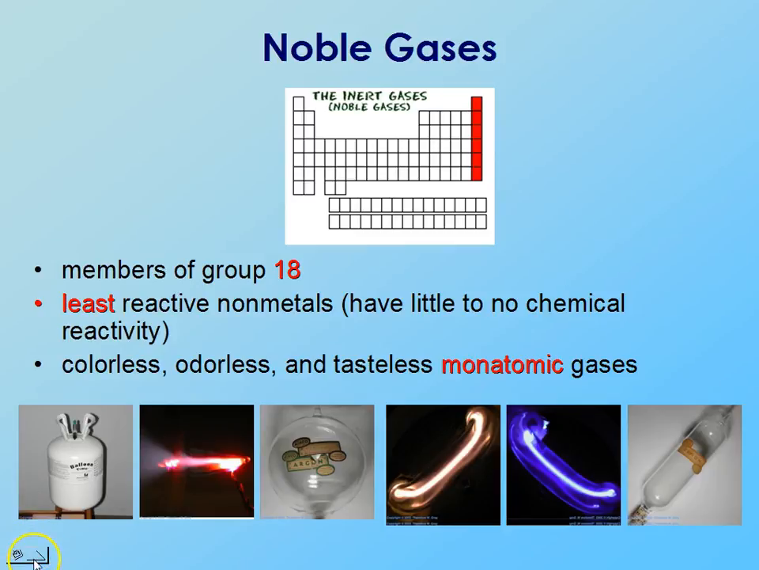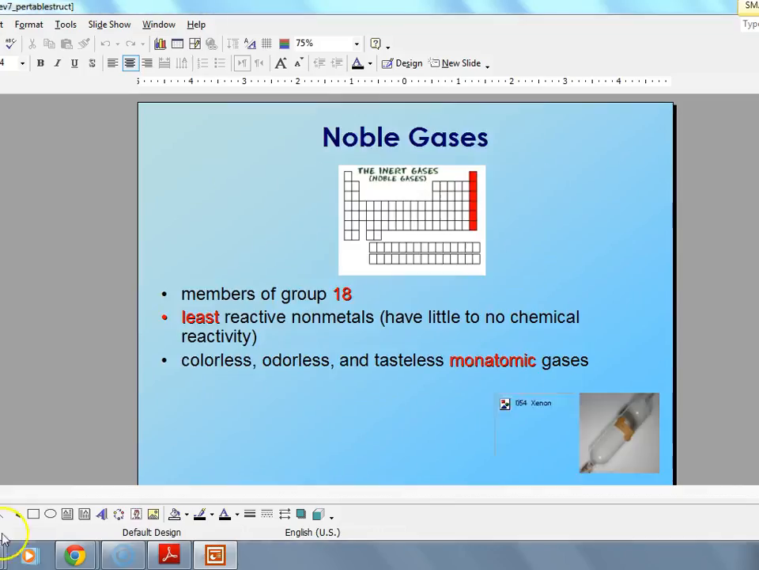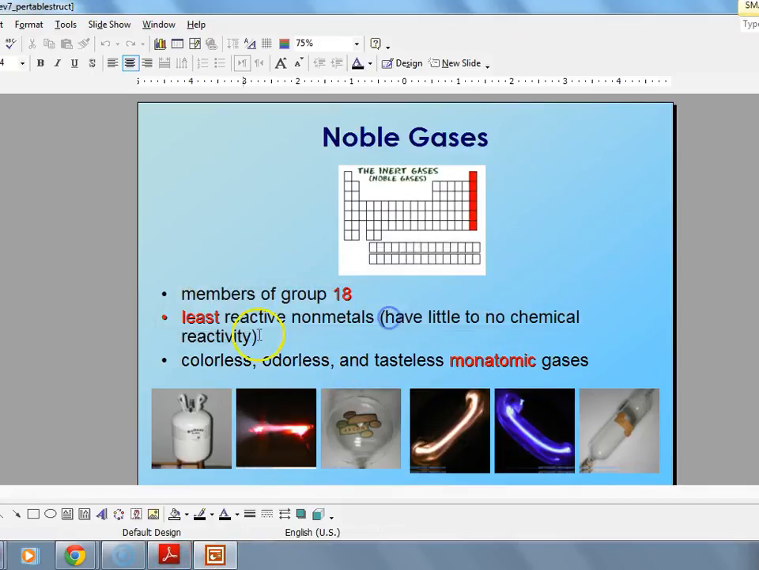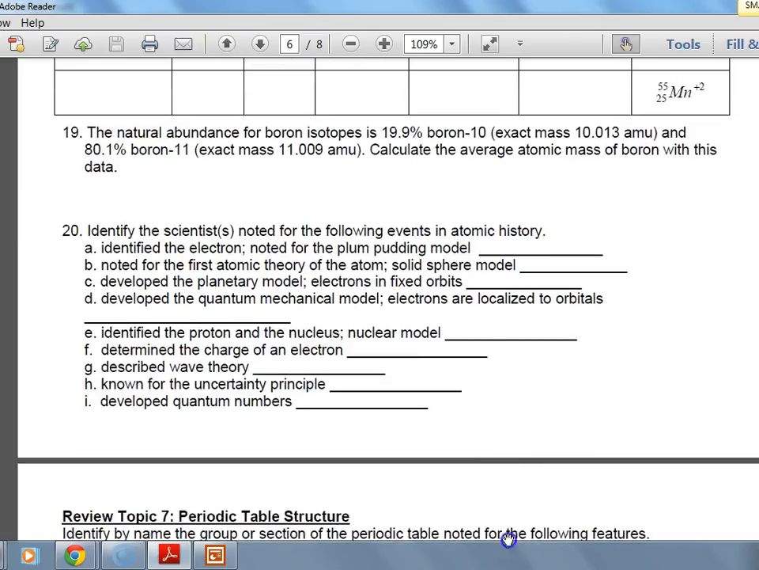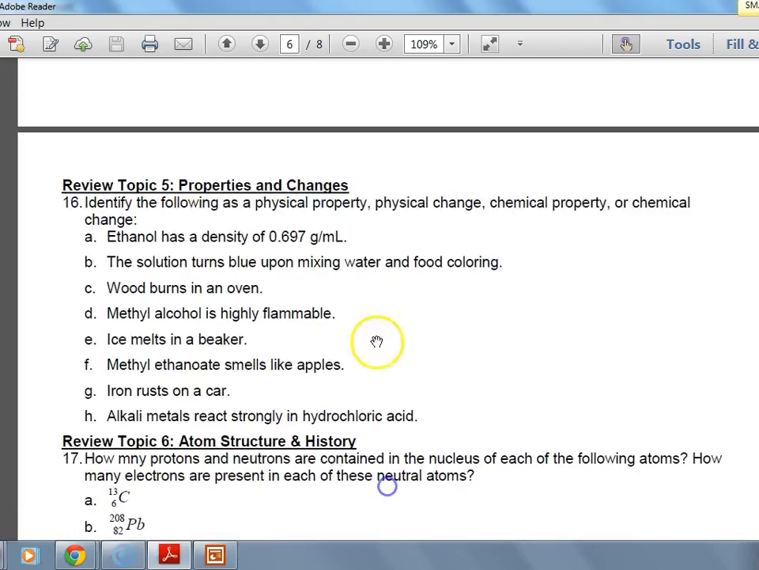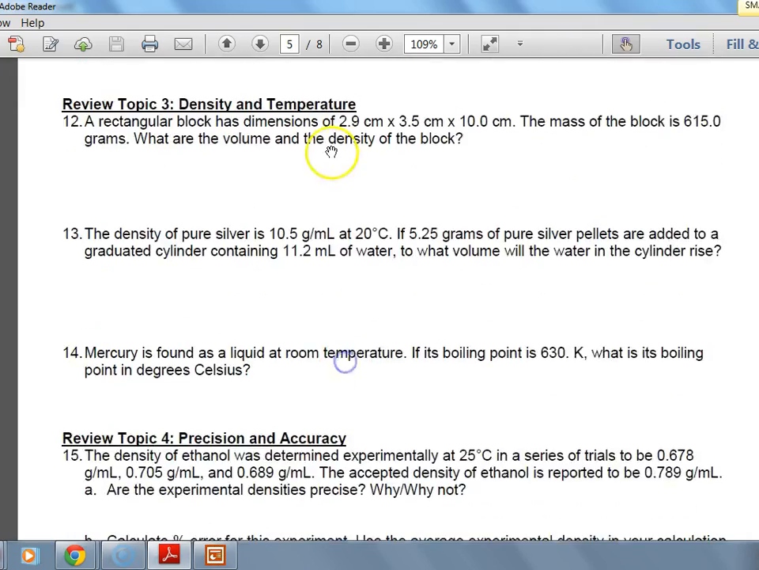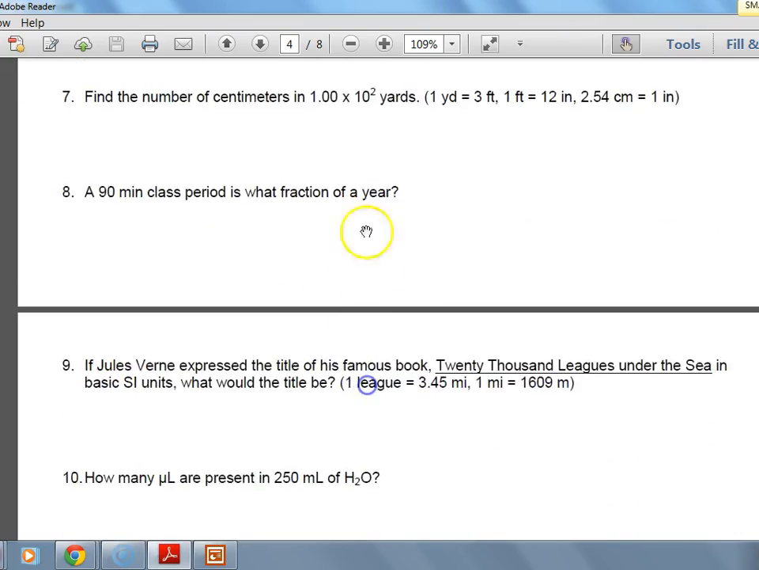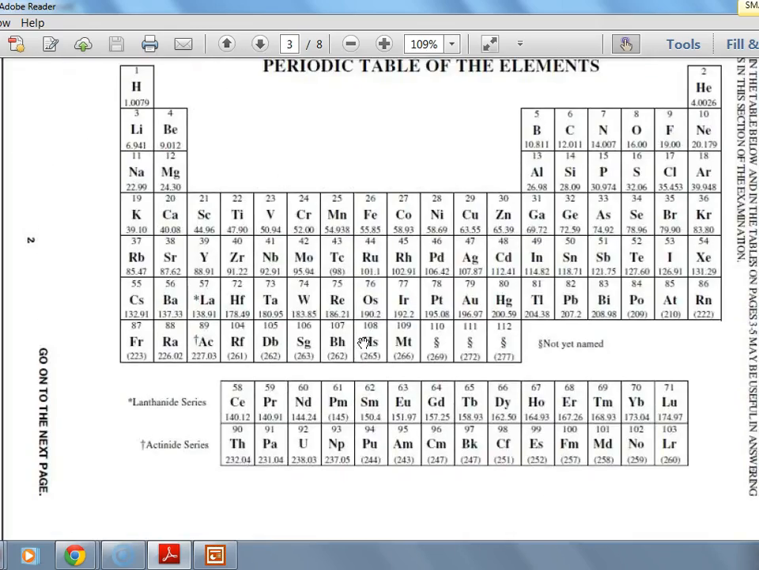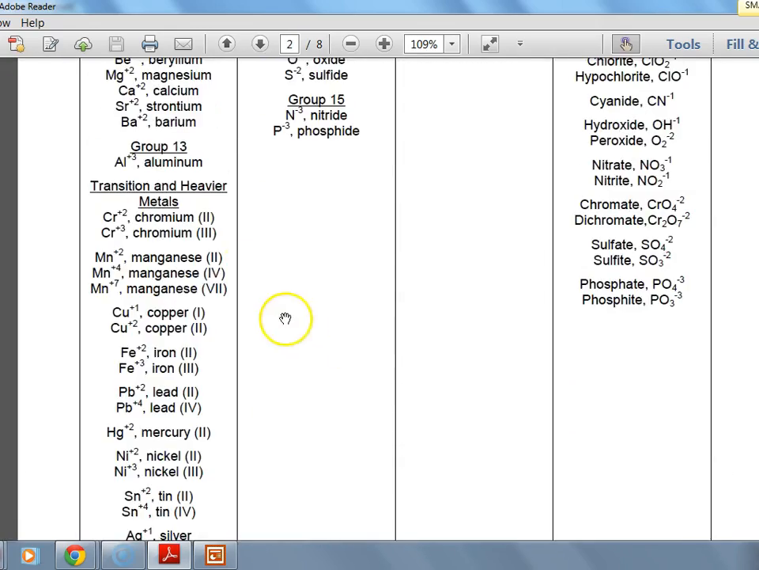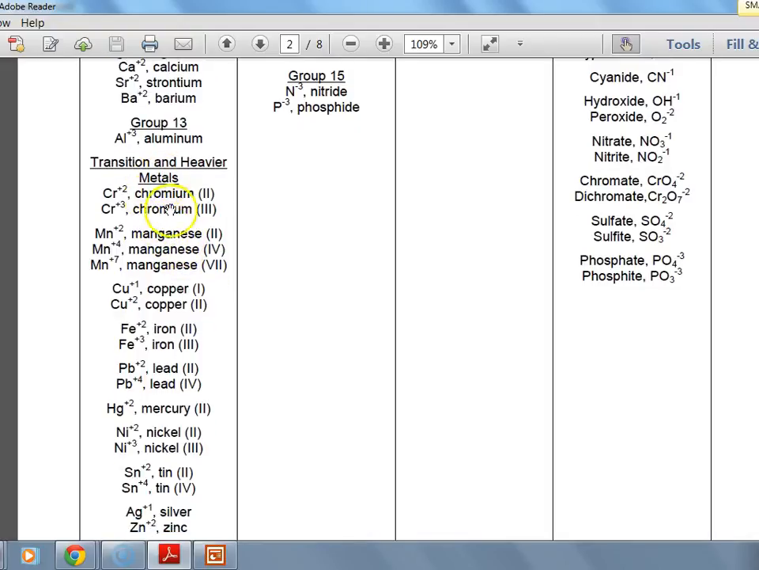So I told you I was going to point out something in your summer letter, so let me go do that real quick. So this should help you answer questions 21, A through E. But in terms of your summer letter, what I wanted to make sure I pointed out, we're going to get back there, sorry. Here it says a transition in the heavier elements.